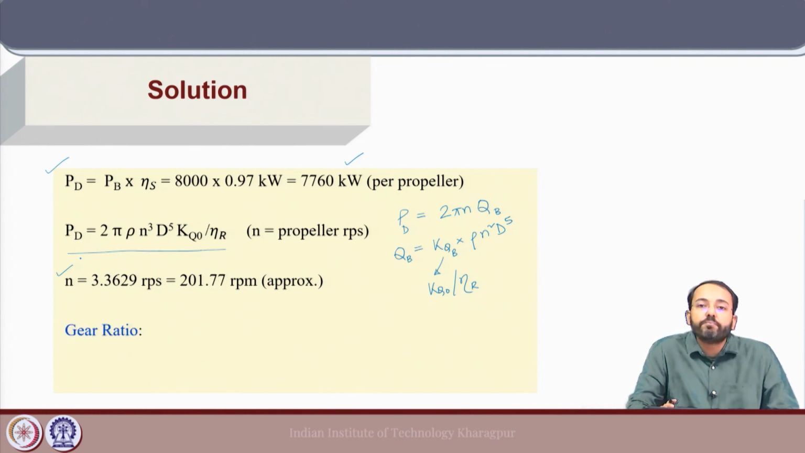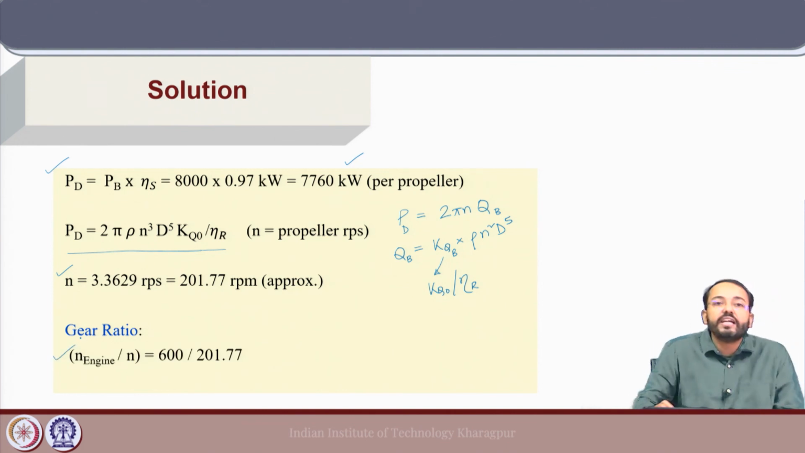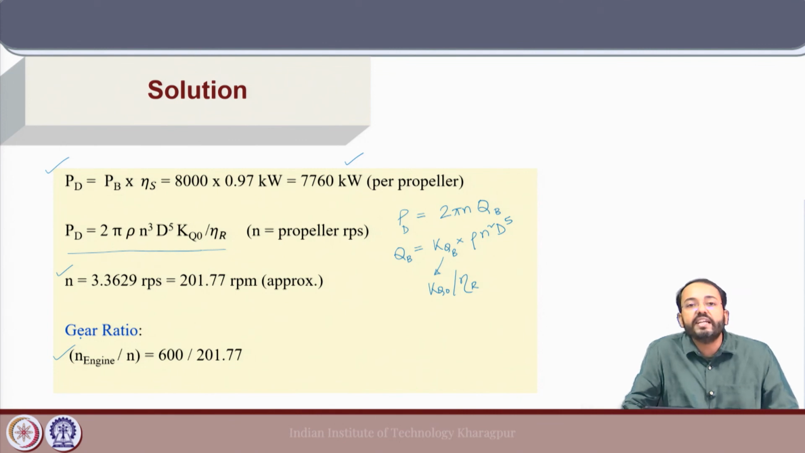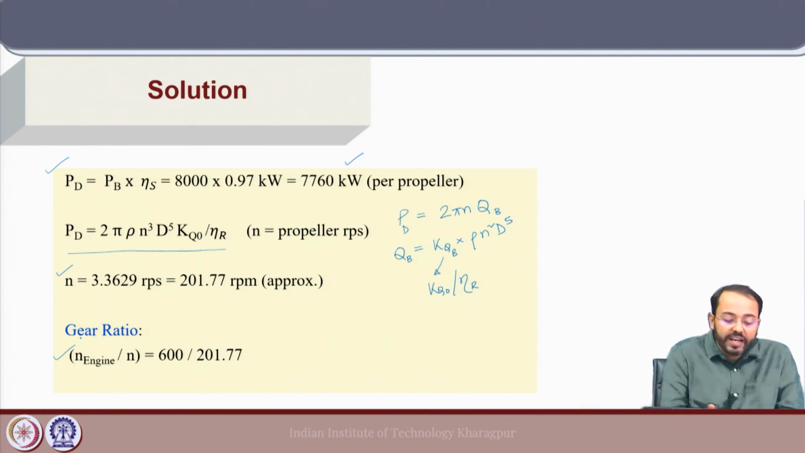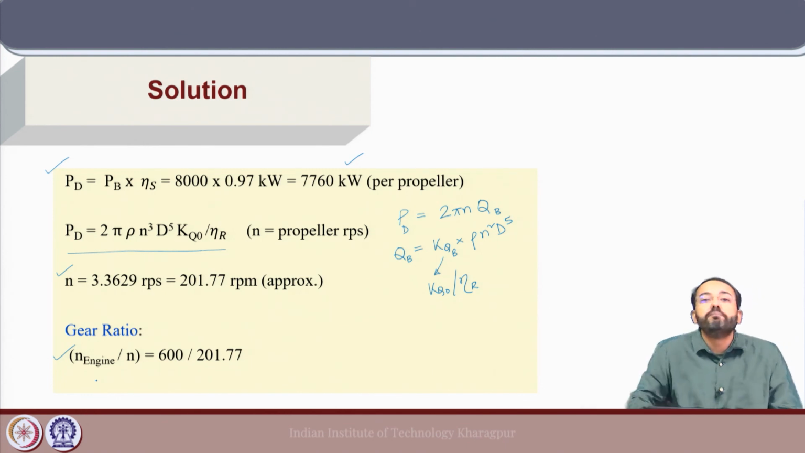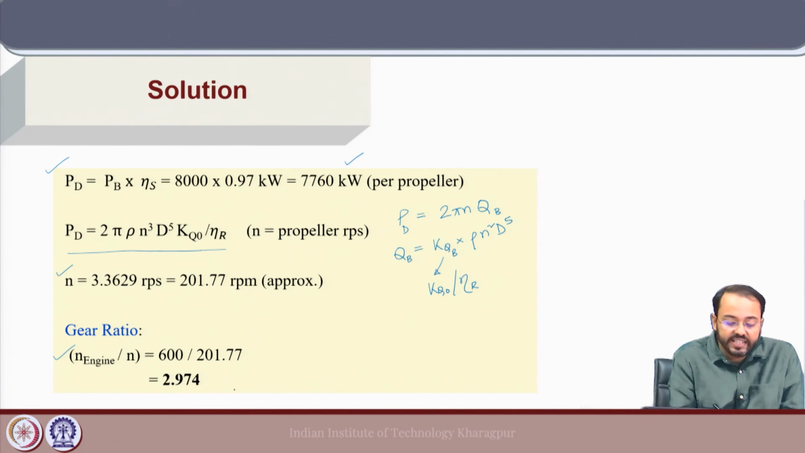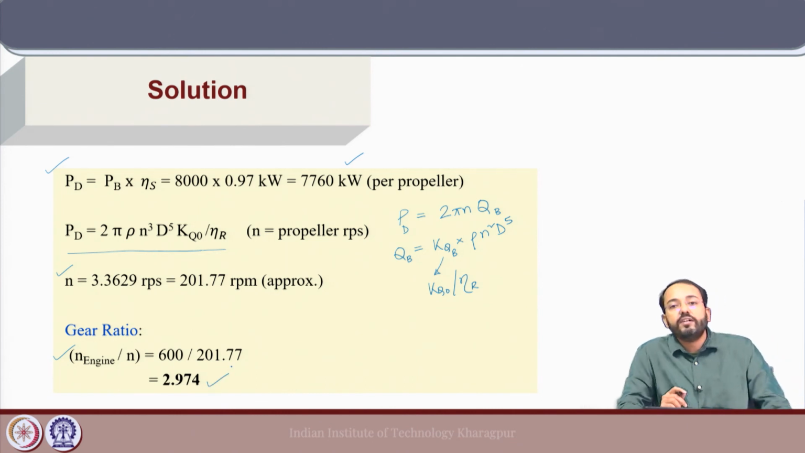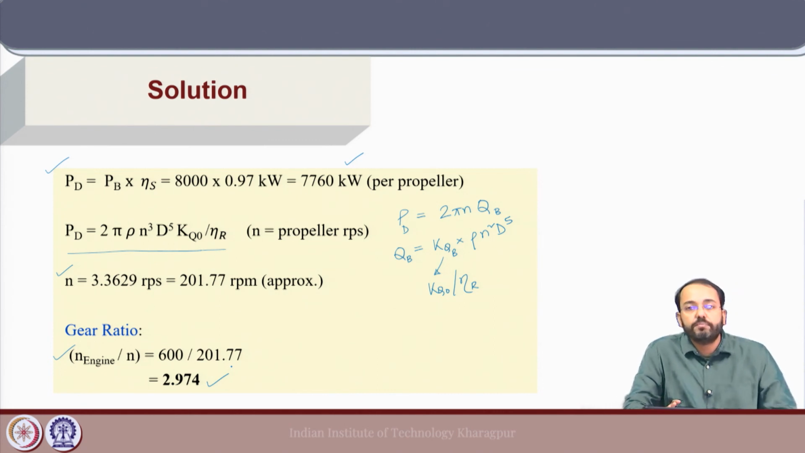Now, if the propeller RPM is calculated, the gear ratio can be simply calculated by the ratio of the engine RPM and the propeller RPM. Because we are using medium speed diesel engines, the value of the engine RPM is much higher than the value of propeller RPM, which gives us a gear ratio of 2.97. So, this solves the first part of the problem.